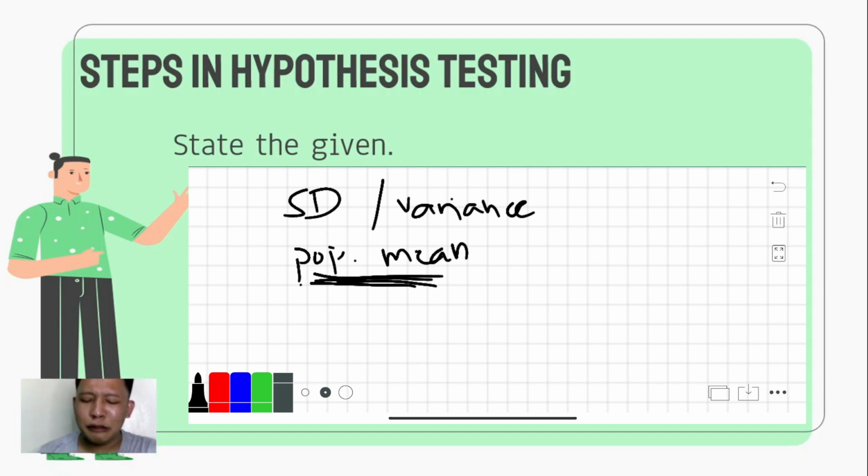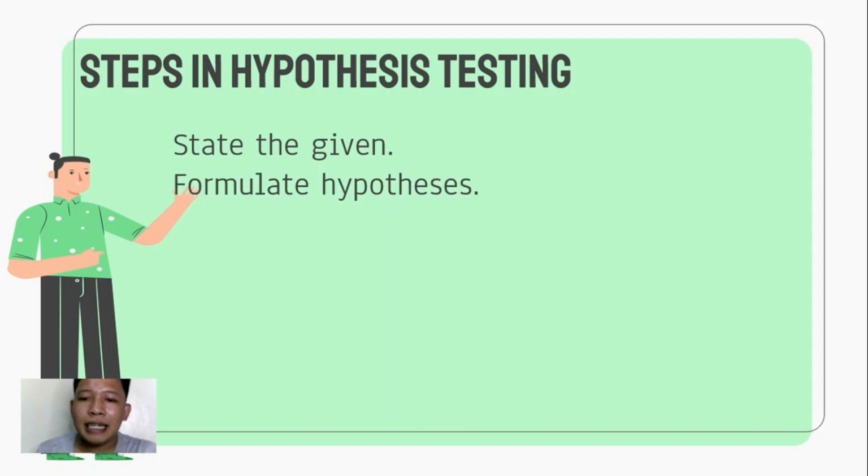Okay? So yung dalawa yung pinaka-importante nating given. And of course, importante din yung sample size natin. Kasi kailangan din natin siya sa computation. Alright? And next is that we have to formulate our hypothesis.